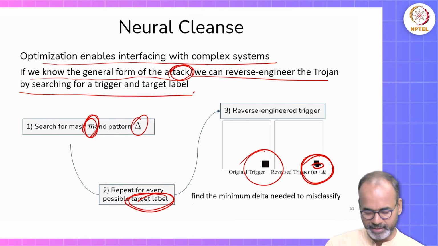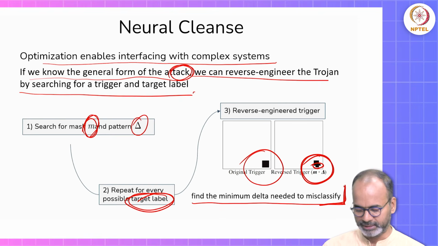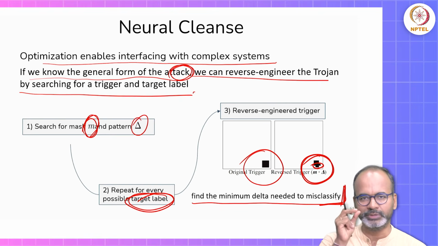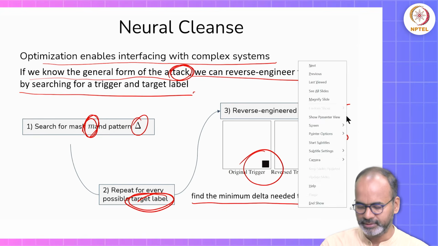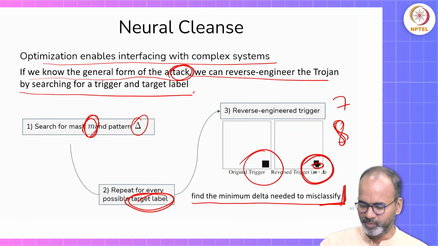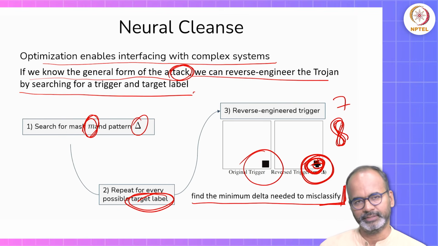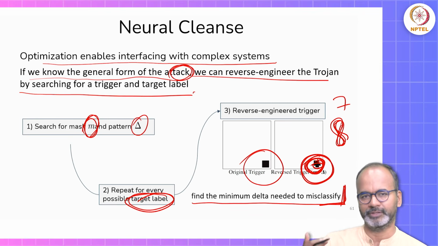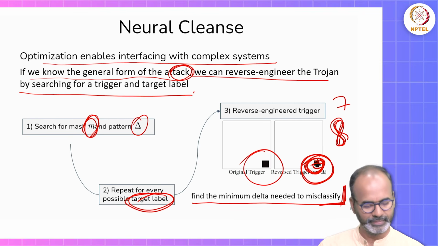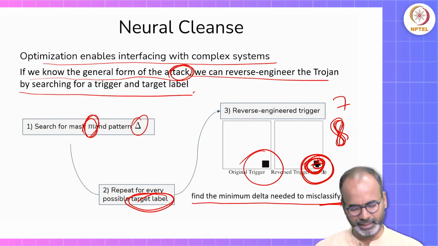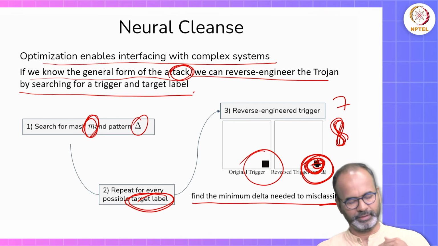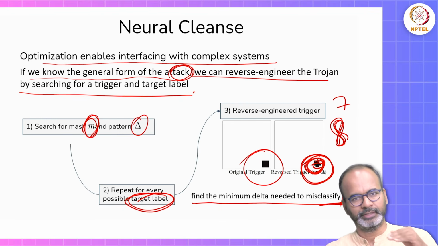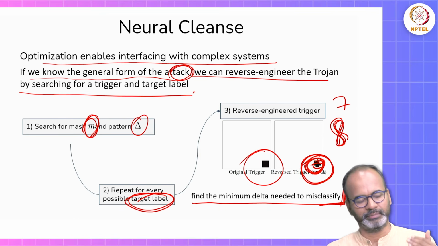And the goal is to find the minimum delta needed to misclassify, right? You want to make sure that the pattern you see is what allows it to differentiate between 7 and 8. What is that minimum trigger? The minimum delta for it to classify from 7 to 8. Okay, so that's the idea for Neural Cleanse. The abstraction is, can you find out the trigger using the target label and using the mask and the patterns that we know?